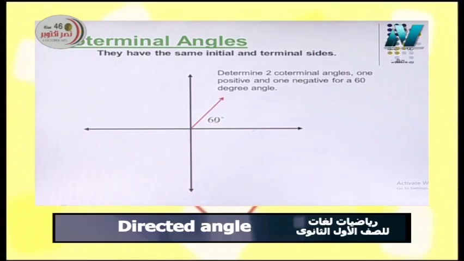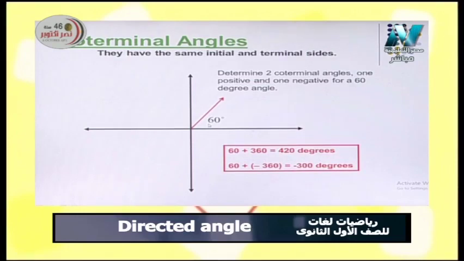We have here 60. The question says that they have the same initial and terminal side. Determine two coterminal angles or two equivalent angles, one positive and one negative, for 60 degrees. Look here, we have a 60 degree angle in standard position, because its initial side is OX and this side is the terminal side.